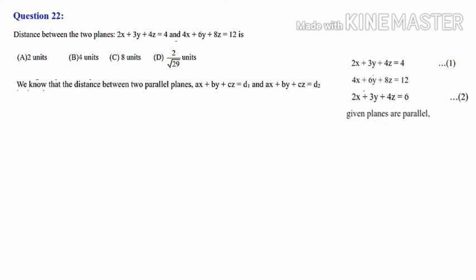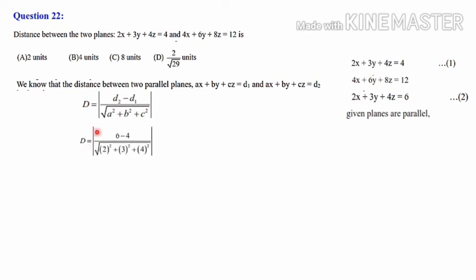And here we know that the distance between two parallel planes ax plus by plus cz is equal to d1 and ax plus by plus cz is equal to d2 is d is equal to modulus of d2 minus d1 divided by root of a square plus b square plus c square. This formula I have not included in the formula sheet, so you can add this formula also, so that this type of questions you can easily solve. And when you check the equations, ax plus by plus cz on the left side is the same for both, means for this type of equations you have to use this formula. So let's substitute it.